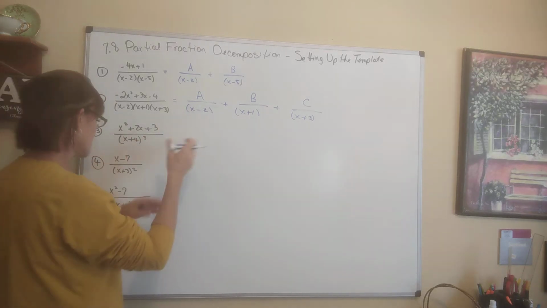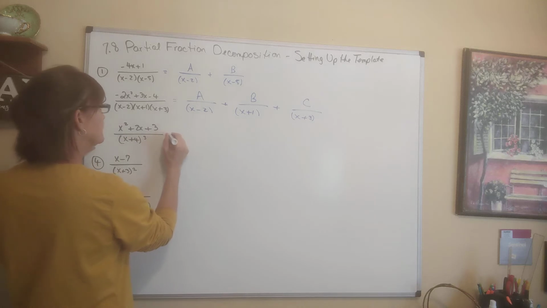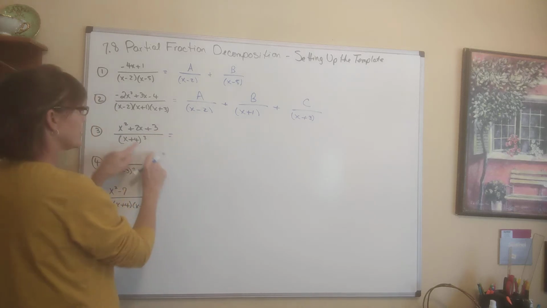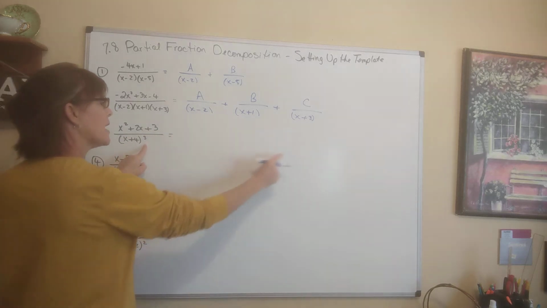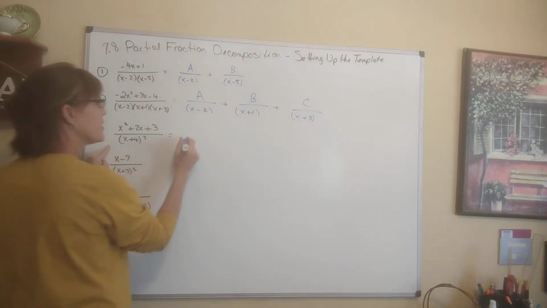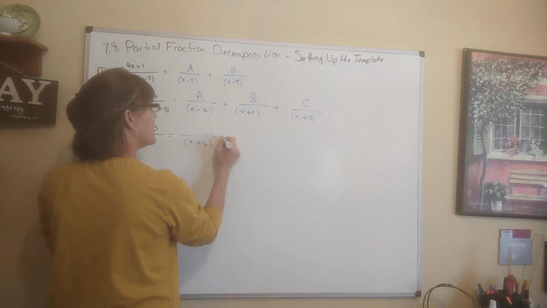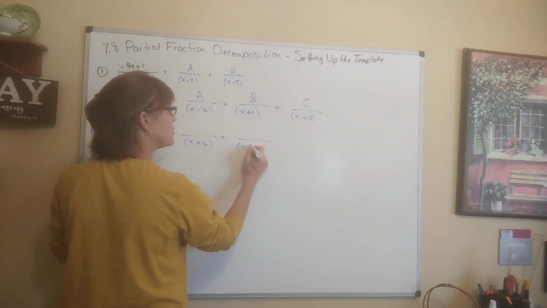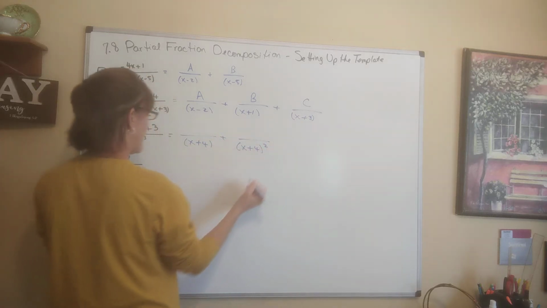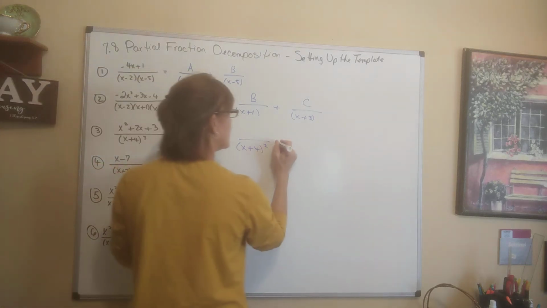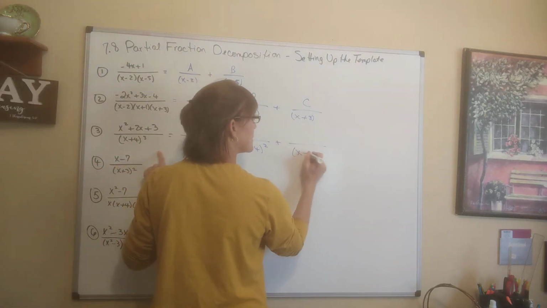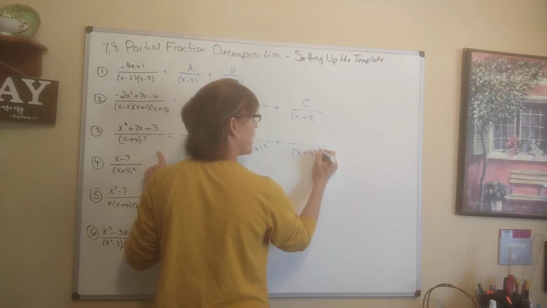You're like, oh, I get the logic of this. This is how it goes. A repeated factor, you write down the number of fractions as this is being repeated. So first, we'll say x plus 4. And then the second one, you say x plus 4 to the second power. And then the third one's going to be x plus 4 to the third power.